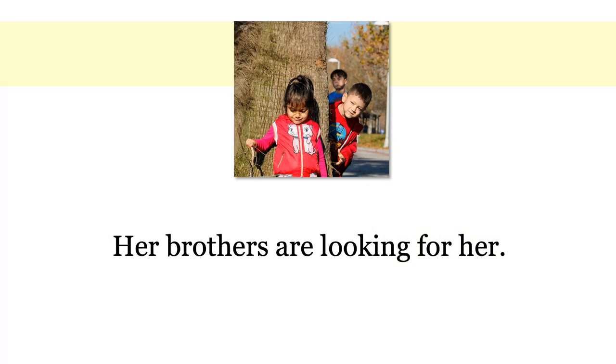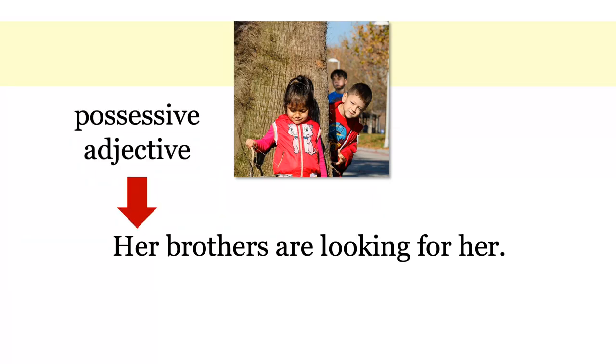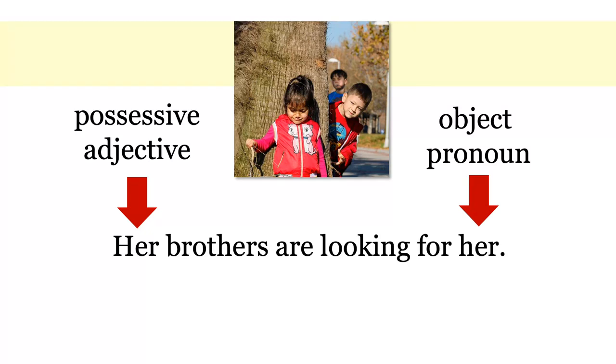Her brothers are looking for her. Okay, now this might look confusing, but if you remember, this her is a possessive adjective, and this her is an object pronoun. Oh, sometimes it can be confusing. Let's do some practice.